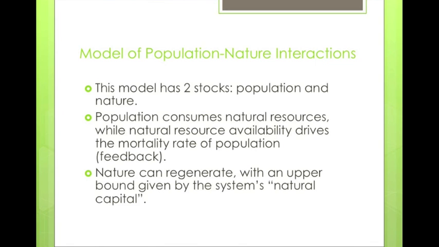The third model that I want to look at today is a little bit more theoretical, but I want to lay the basis for some more sophisticated models that we're going to be looking at in this class. This is a model of population and nature interactions, and it has 2 stocks, population and nature, so let's keep them simple. The premise is that population consumes natural resources, while natural resource availability drives the mortality rate of population through a feedback. Nature can regenerate, and it has an upper bound to this regeneration given what we're going to be calling the system's natural capital. So there's a natural capital, and you can actually research this term. It's a term that's used to embody the availability of nature to provide for humans and other populations.